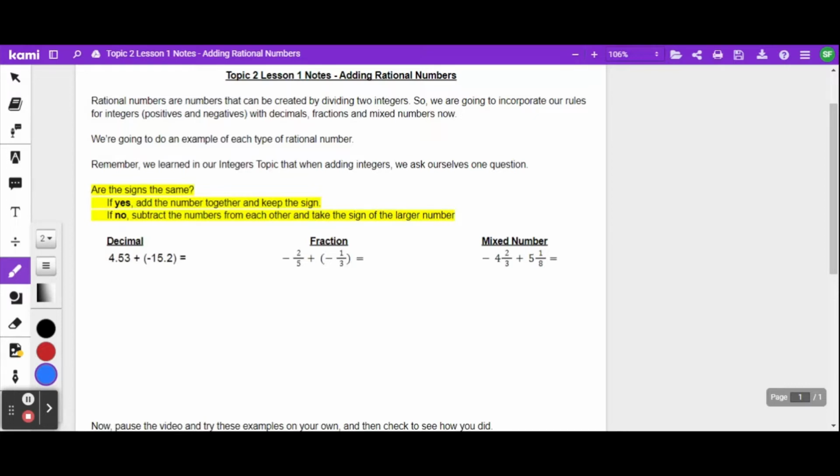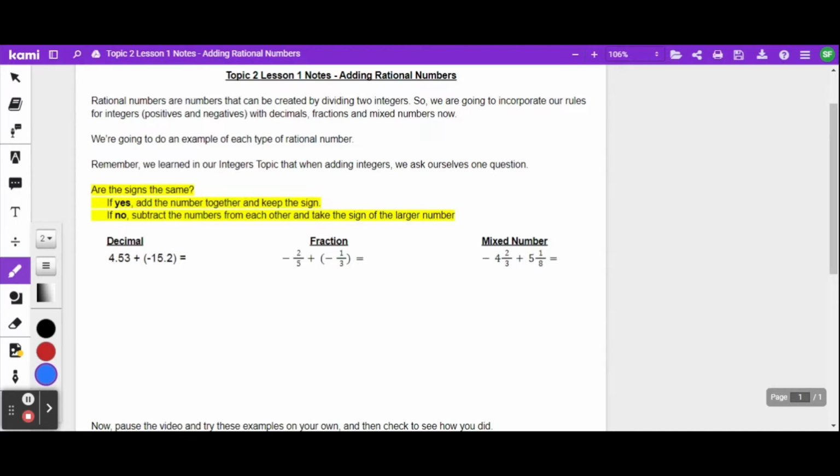And rational numbers is a fancy math term that basically means a number can be rewritten as a fraction in A over B form. So rational numbers include decimal numbers, fractions, obviously, improper fractions, mixed numbers, and even integers, which, if you recall, are our positive and negative whole numbers. Those can all be written in fractional form.